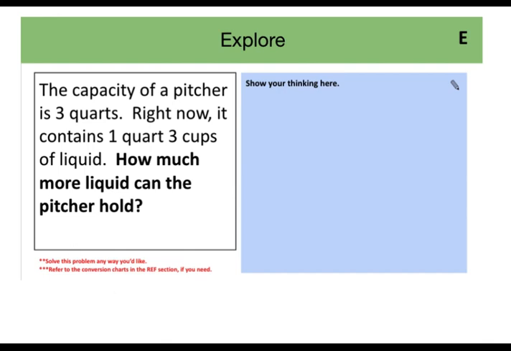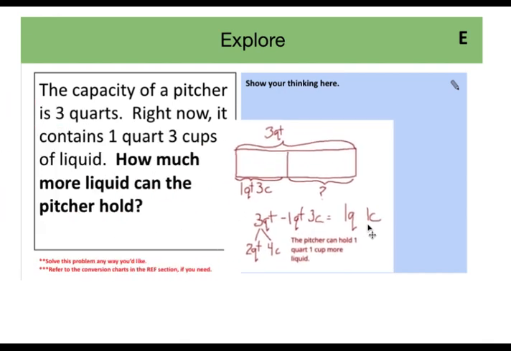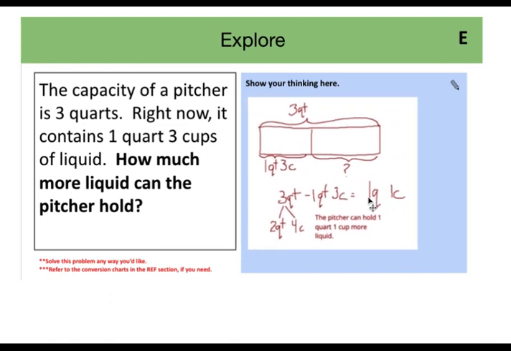All right, let's take a look at one way to solve it. So here we have our little bar model. We know the total is going to be 3 quarts, right? We know that the pitcher can hold 3 quarts. Right now, it's only filled up a little bit, right? It's filled up 1 quart and 3 cups. So we still need to figure out what this green portion is. So let's see how we can tackle this.